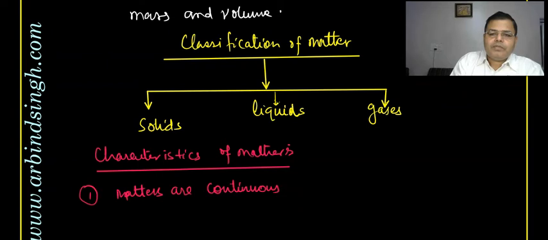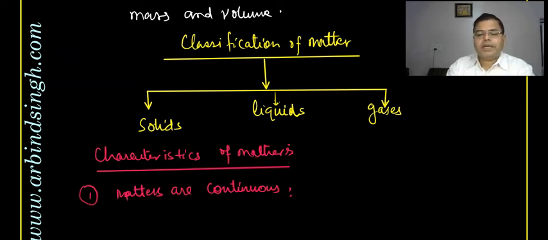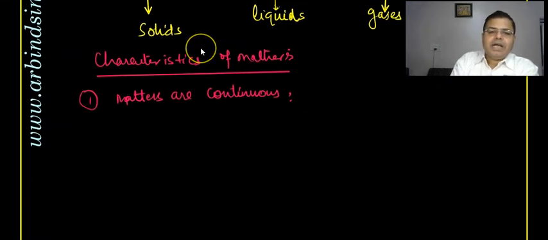You can observe that there is no gap between matter. Matter is continuous. This is what continuous means. Matter is thoroughly distributed, and the particles of matter are in continuous motion. The second point is particles of matter are in continuous motion.